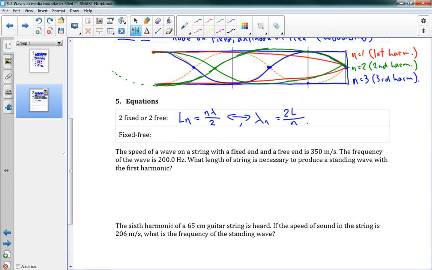And for fixed free, it's a slightly different situation because we remember we have this sort of quarter of a wavelength on the fundamental frequency. So what we get is this relationship. Ln is equal to 2n minus 1 lambda over 4. And again, we can write that the other way, solving for the wavelength. It's 4L over 2n minus 1. Good.